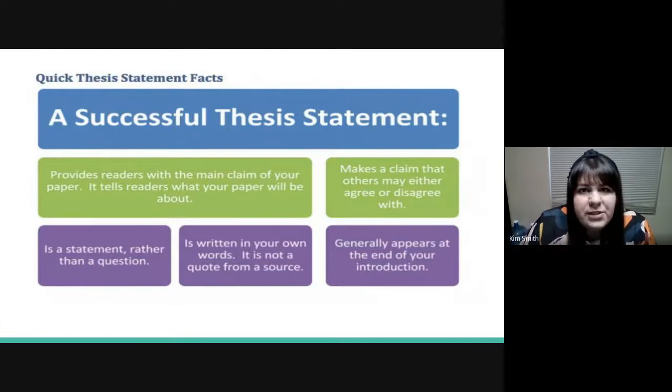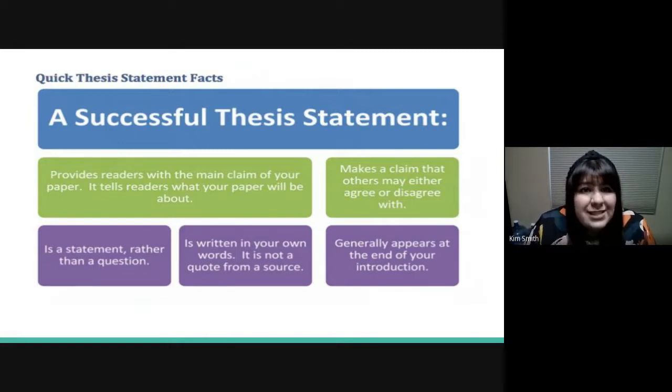Here's a visual representation of that, kind of do's and don'ts of a thesis. You just want to make sure you provide readers with the main claim of your paper. It's going to tell your readers, again, what your paper will be about. It's a claim that others can agree or disagree with. So a lot of the time they'll ask you a question, would you rather do this or this? You're going to argue one side or the other.